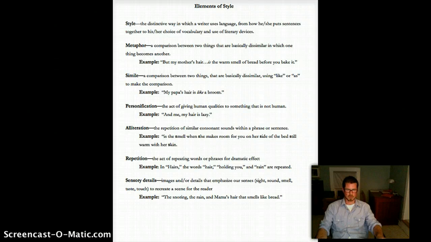Repetition, which is what we talked about with alliteration, is where you're repeating a word or a phrase or a group of words to give a dramatic effect. And if you look in Hairs, you will see that hairs, hair, holding you, and rain are all repeated. Sensory details, we've talked about that plenty, using those 5 senses. The snoring, the rain, and Mama's hair that smells like bread. So you have the imagery, you have the sense of smell, and obviously the sense of hearing with the snoring and the rain.